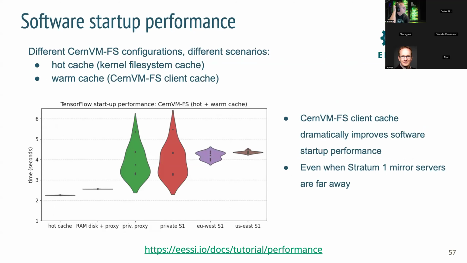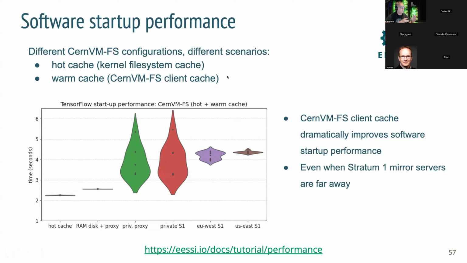If we look at a more hot or warm scenario, the hot cache, this is really our reference point. Again, everything is hot in the kernel file system cache, so all the data is already fully cached in memory. That's very close to 2 seconds. But you can also see that if we only warm up the CernVM-FS client cache, we're still below 6 seconds, even if our Stratum 1 servers are very far away. We still do very well. So there's not a lot of overhead, at least when the biggest part of the data that you need is already cached. And this is really the ideal scenario where everything is cached.